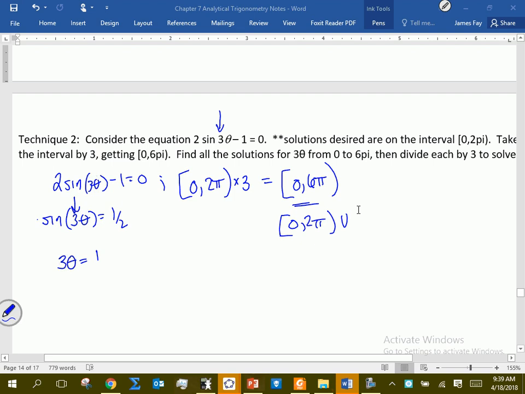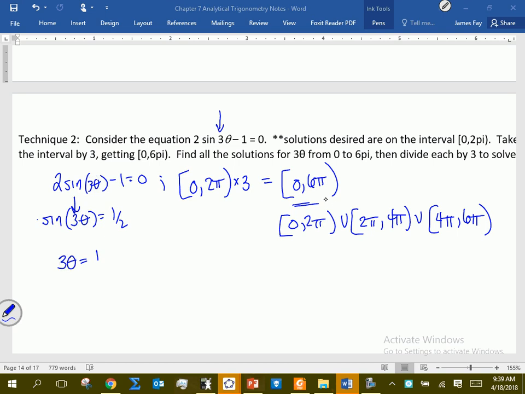Union 2 pi to 4 pi. Union 4 pi to 6 pi. Is that going to make sense? 0 to 6 pi, the union of those 3 rotations. Okay?